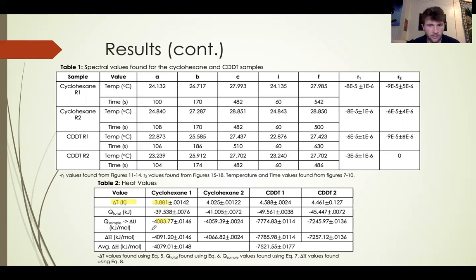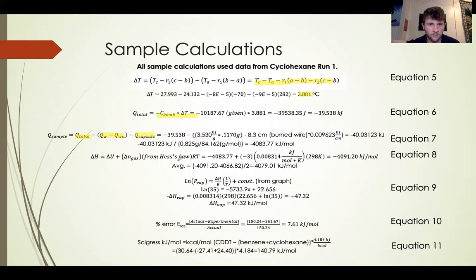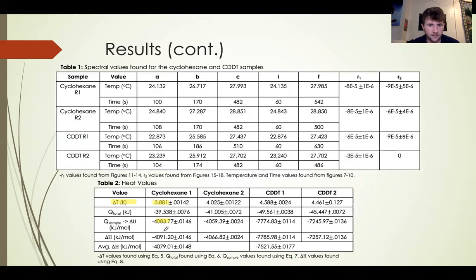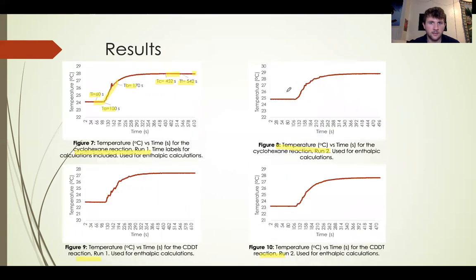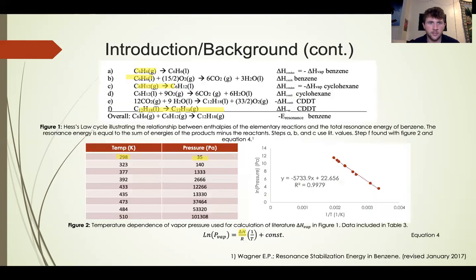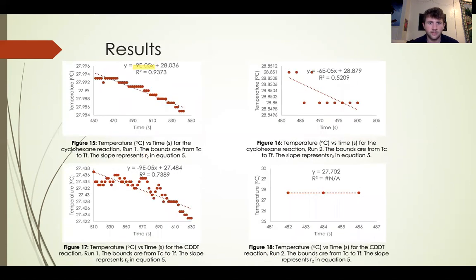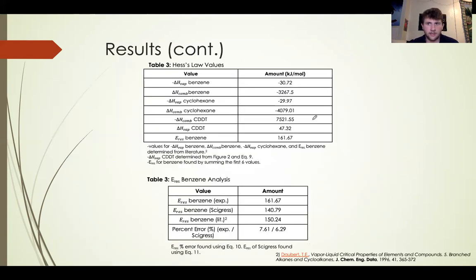The enthalpy, you then use that direct relationship that we discussed in the first right here to find the negative 4,091, and these were averaged to find that. These were then used in Hess's law, which again is this equation here. Again, A, B, and C were literature values. F was found from that spectrum, directly relating the pressure and temperature to the enthalpy of vaporization for the CDDT.